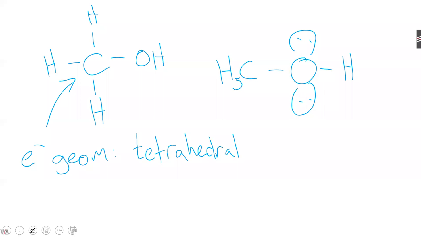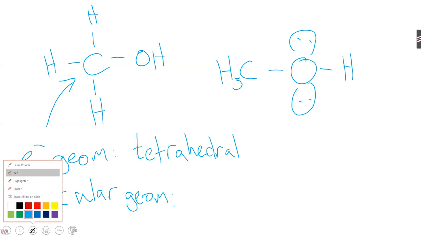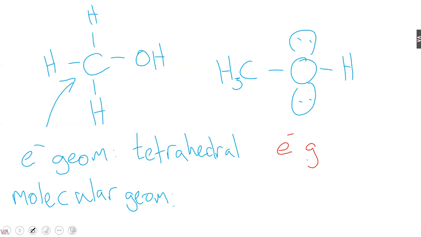What's our molecular geometry for the carbon? Same, right? No lone pairs means it's also tetrahedral. What's our electron geometry for the oxygen? How many things are taking up space around the oxygen? Four. So also tetrahedral, right? What's our molecular geometry? There are two lone pairs that we can't see. So not linear, because it's still four things taking up space.